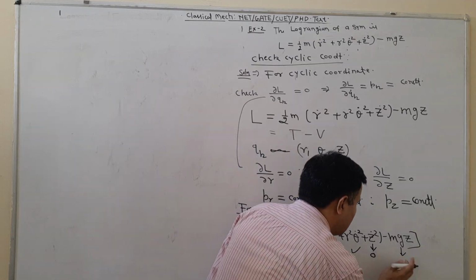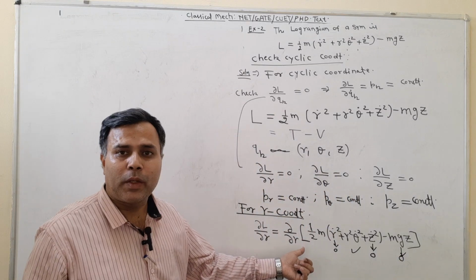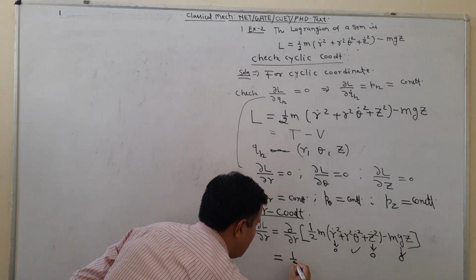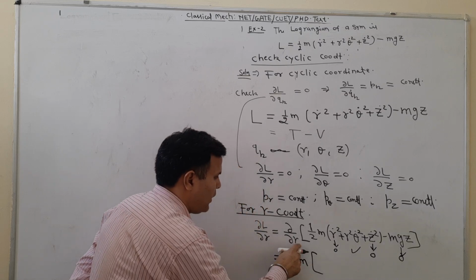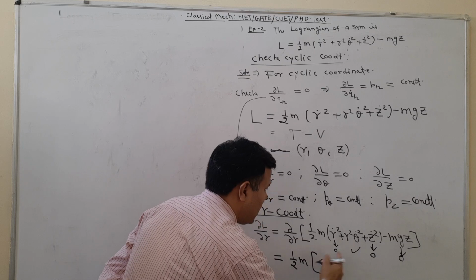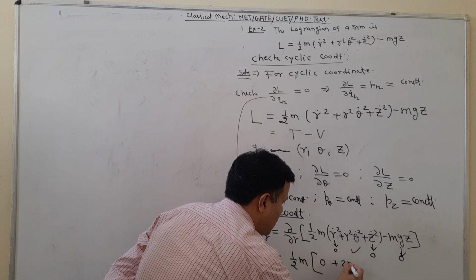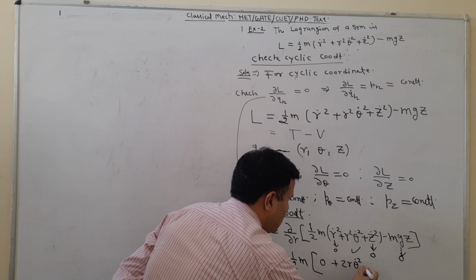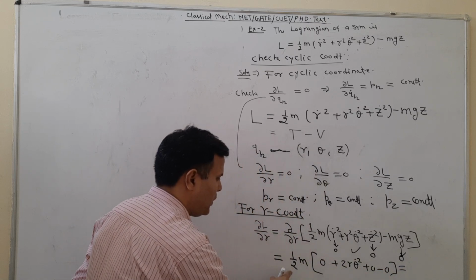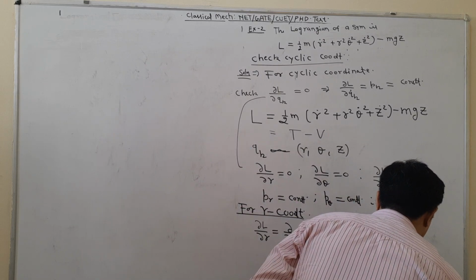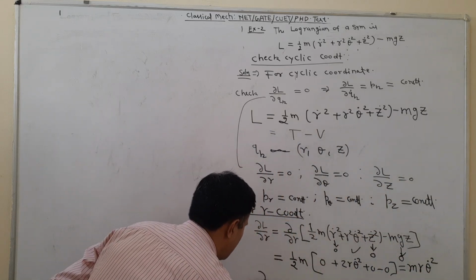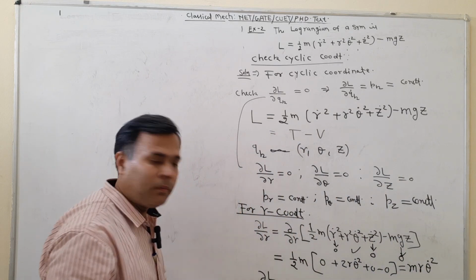Sorry, this will again be 0, because we are differentiating partially with respect to r. Now, taking 1 by 2 m outside, del L by del r with respect to r dot is 0. Del L by del r corresponding to this will give 2r theta dot square plus 0 minus 0. So this 2 will cancel out, and we have m r theta dot square.